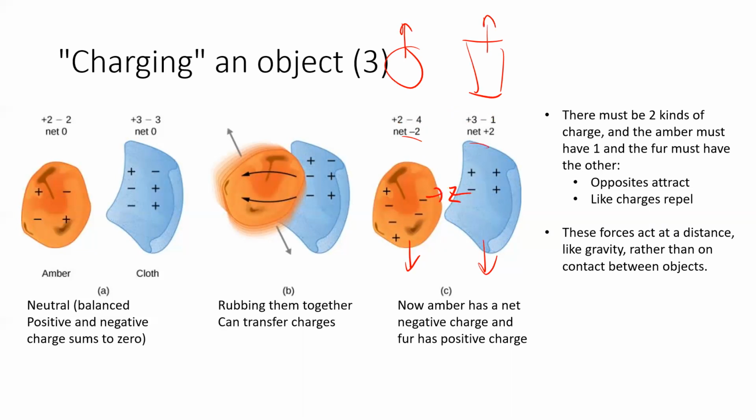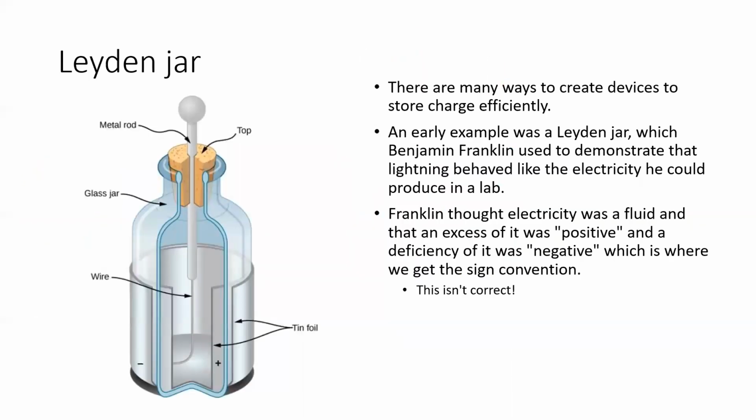The other thing of interest here is, like gravity, these act at a distance rather than contact between objects. So I hold the cloth and the piece of fur apart, and I can measure the force between them. I put amber and cloth, or a piece of fur, and they'll attract each other. I put two pieces of amber over here, measure the force between them, and they will repel each other. So it's a force at a distance, unlike a lot of forces you talked about in physics 1, which were contact forces, but like gravity.